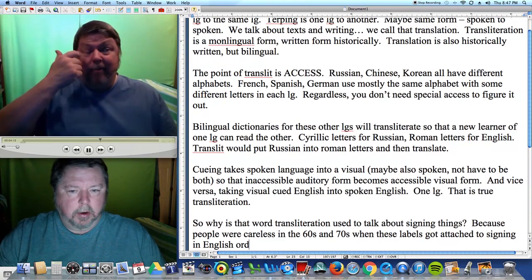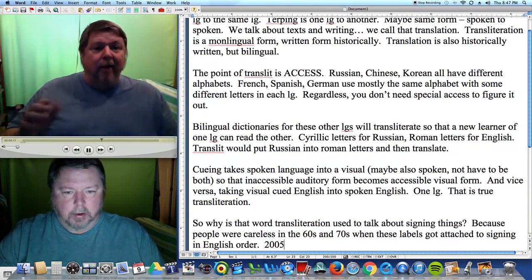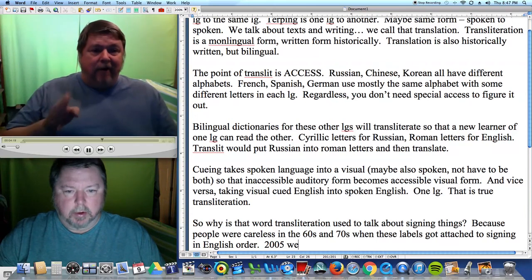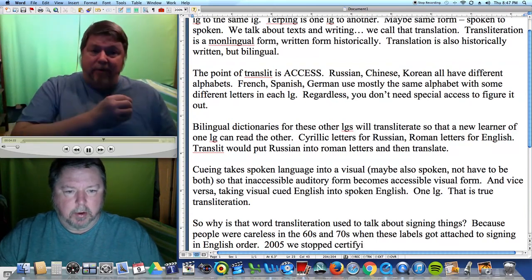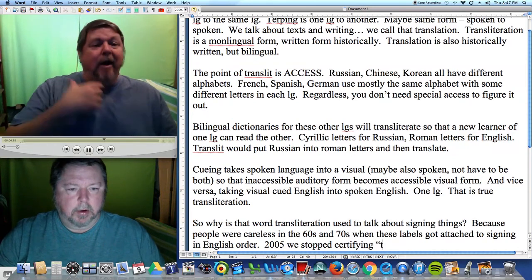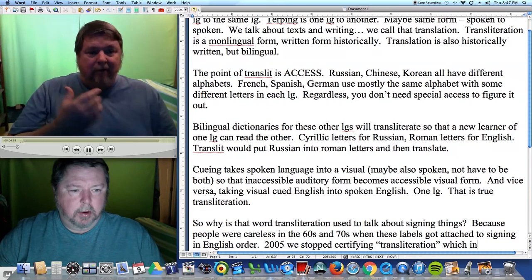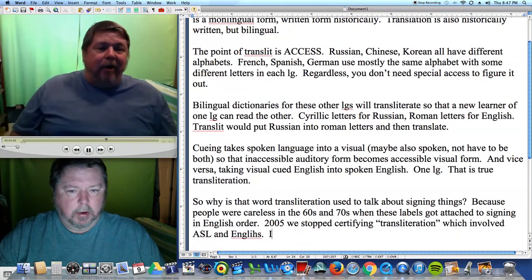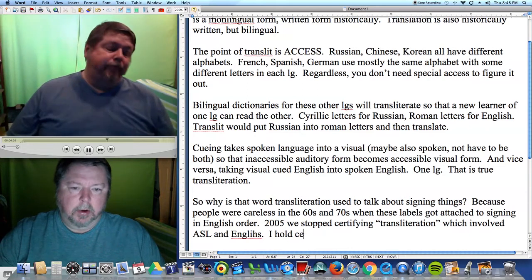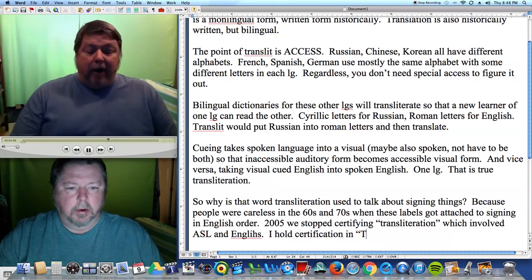What's back in the day? 2005 and earlier. We no longer certify sign language as a transliteration. I hold certification as a certified interpreter of ASL-English and a certified transliterator of ASL-English. It's the wrong label, but I can't do anything about it. I hold that certification even though I protest. So that is what the word transliteration is all about.